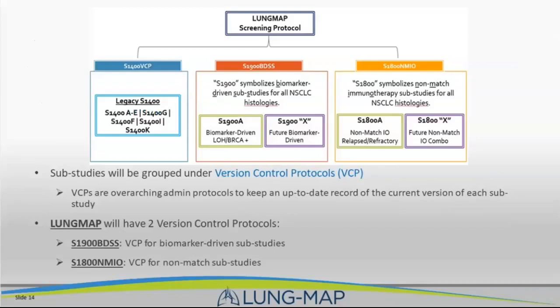So here you can see what that will look like. Sub-studies will be grouped under version control protocols, or VCPs, which are basically administrative protocols, just a few pages long, with indexes that will list the current version date of each sub-study and a brief description of each revision. So we'll still have the S1400 VCP for the S1400 legacy sub-studies. But now we will have one for the S1900 biomarker-driven sub-studies and one for the S1800 non-match IO sub-studies. We really hope that these can be a resource for sites to keep an up-to-date record of protocol version dates.